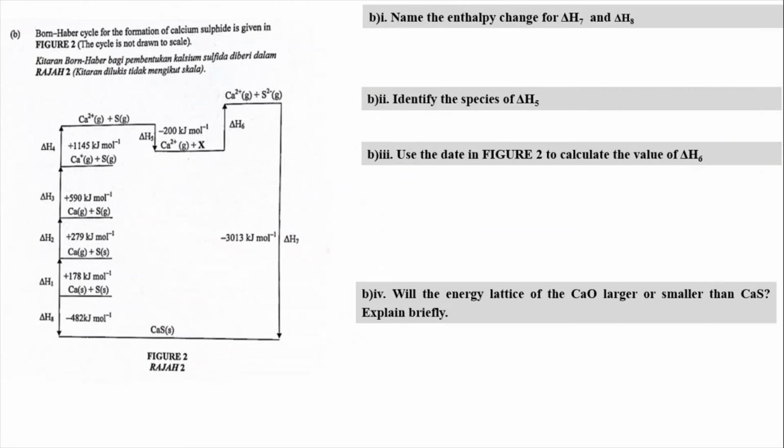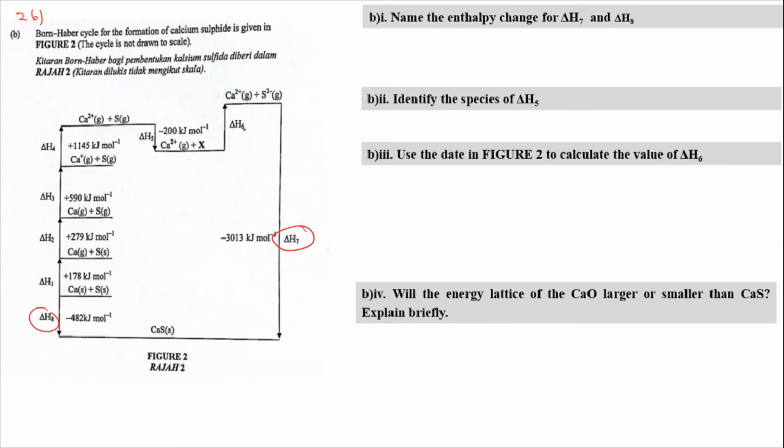Now we're going to focus on question number 2B. For question 2B, the Born-Haber cycle for the formation of calcium sulfide is given in figure 2. And it was mentioned here the cycle is not drawn to scale. Okay, gambar ini tidak dilukis mengikut skala. For B1 we have to name the enthalpy change for H7 and H8. So for this one senang sahaja.